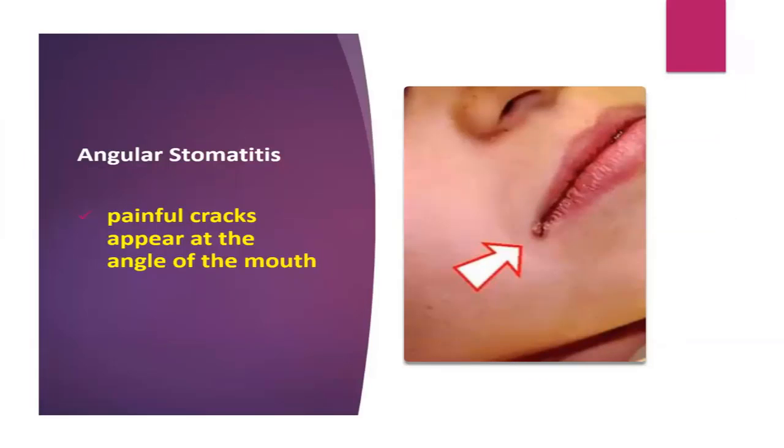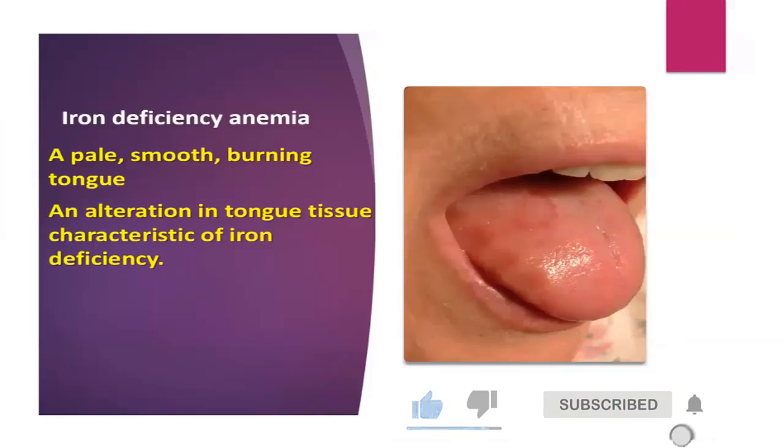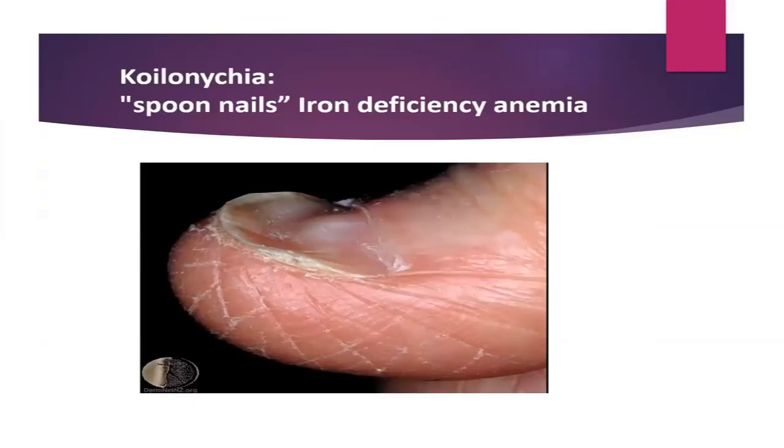In this picture, you see angular stomatitis, painful cracks seen at the angle of the mouth. Another picture for pale, smooth, burning tongue in iron deficiency due to alteration in tongue tissue. In this picture, you see koilonychia or spoon nails.